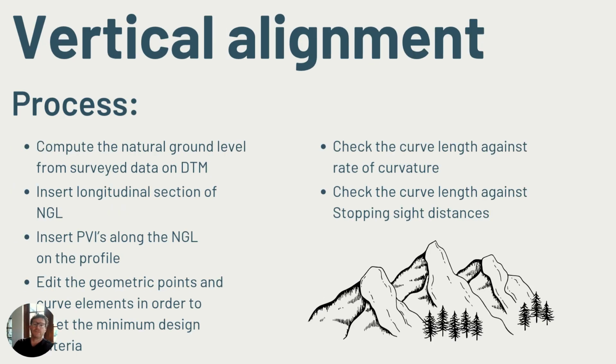For the vertical alignment, it was at first necessary to compute the vertical alignment of the natural ground level. This gave me a longitudinal section from where it was possible to insert the points of vertical intersection, the VPIs, along the road. The curves, geometric points of the curve elements, were chosen to meet the minimum design criteria as per TRH17.